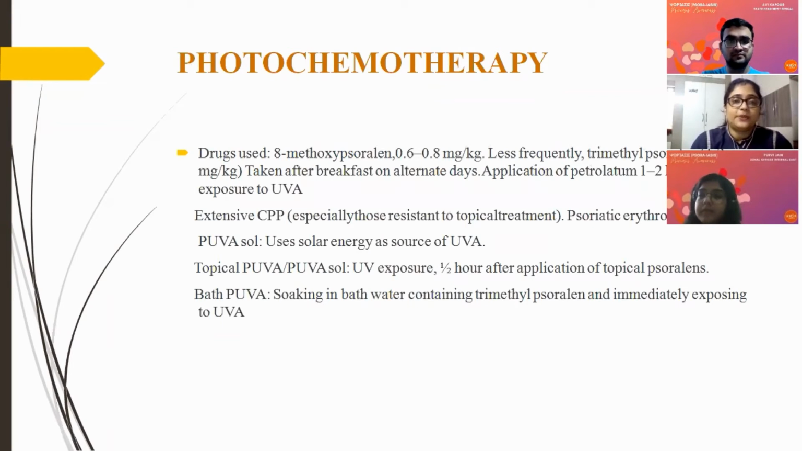Now, photochemotherapy, the drug used is 8-methoxypsoralen, 0.6 to 0.8 milligram per kg, less frequently trimethylpsoralen. The dose is 1.5 milligram per kg and it's taken after breakfast on alternate days, with an application of petrolatum, and it is followed by exposure to UVA after 1 to 2 hours. It is indicated in extensive chronic plaque psoriasis, those resistant to topical treatment, and psoriatic erythroderma.